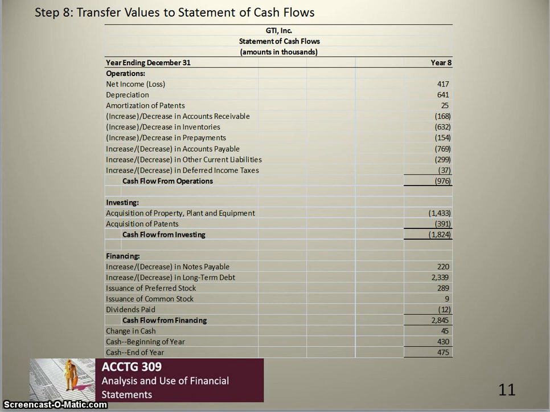The net amount of the total change from these three activities is an increase in cash of $45,000, which is consistent with the number we calculated by comparing the beginning balance sheet to the ending balance sheet, which means that our statement of cash flows is consistent with and balances with the balance sheet.